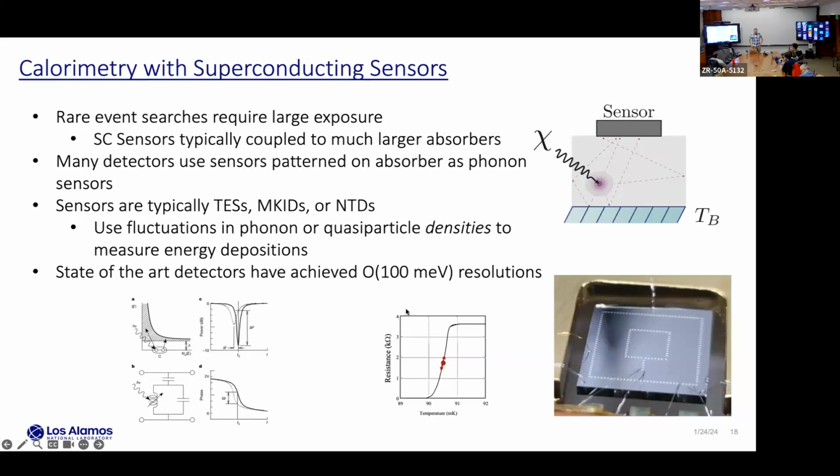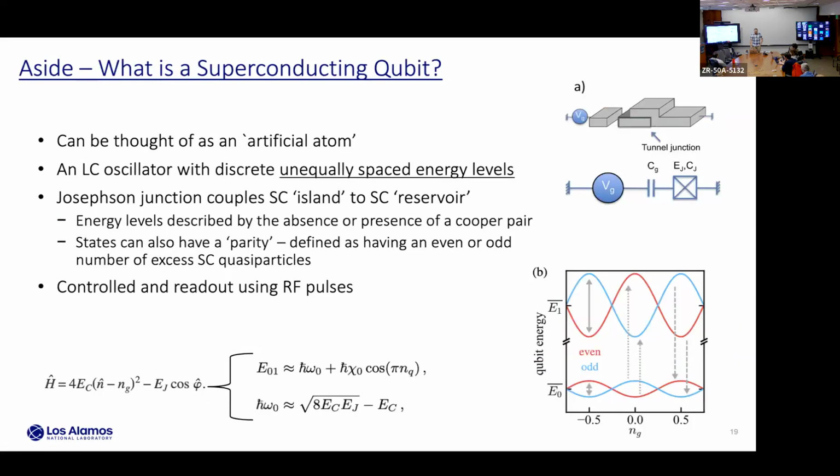The state-of-the-art detectors are really good. Like we've gotten order 100 millielectron volts by probably people in this room and down the hill. This is a detector I worked on when I was here at Berkeley. But we want to see if we can do better.